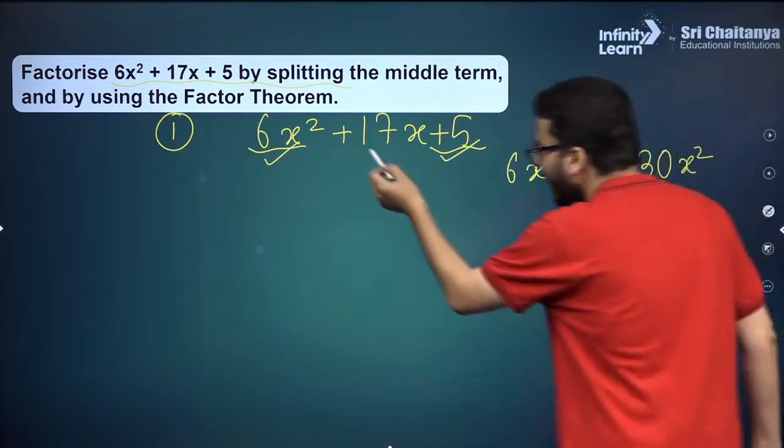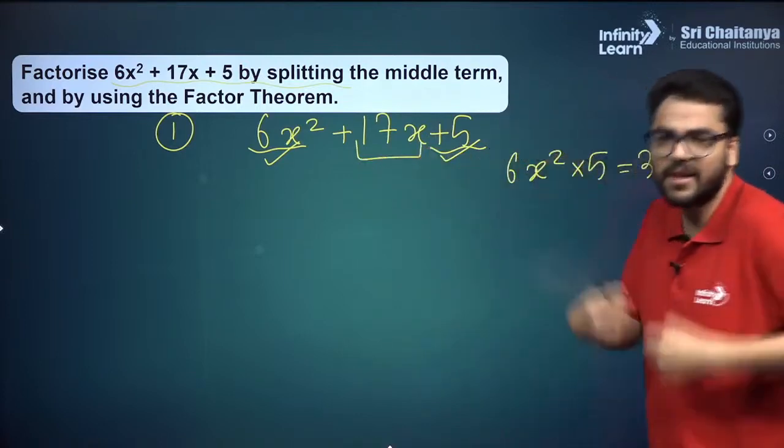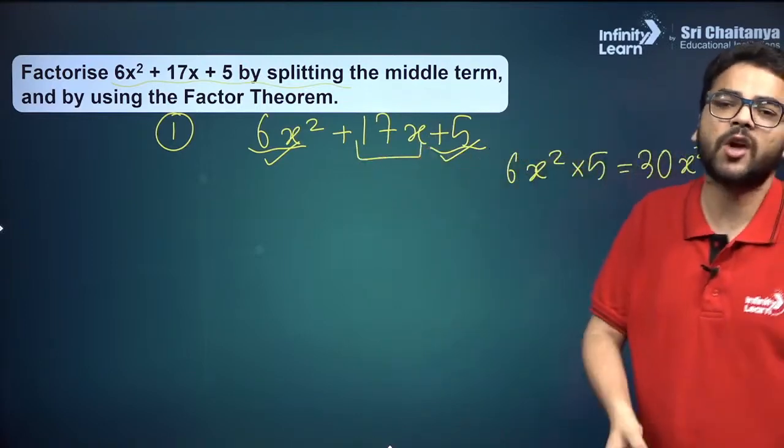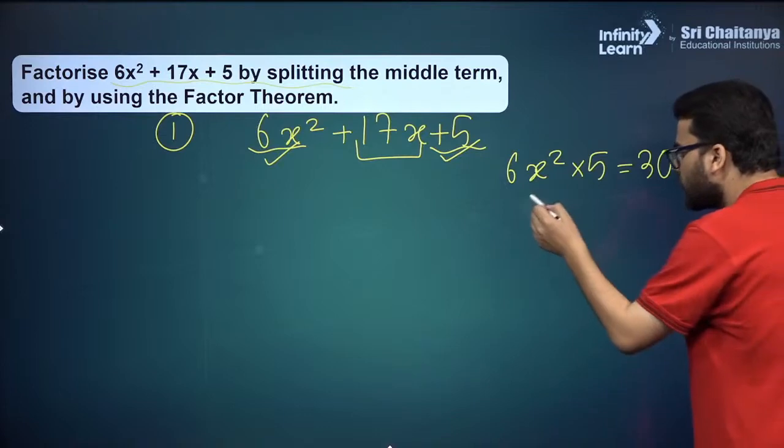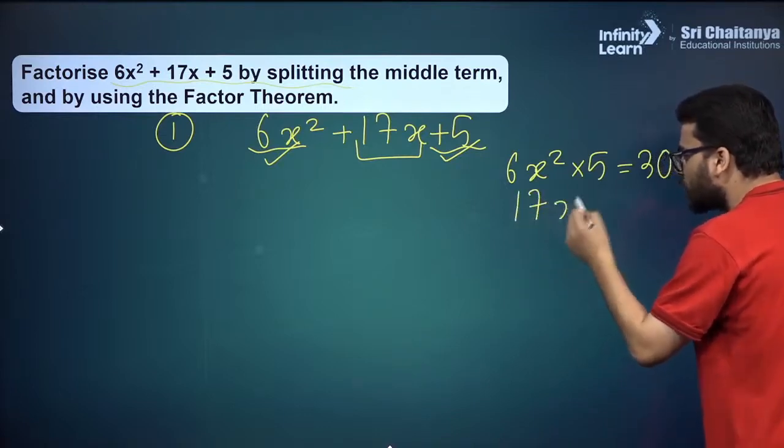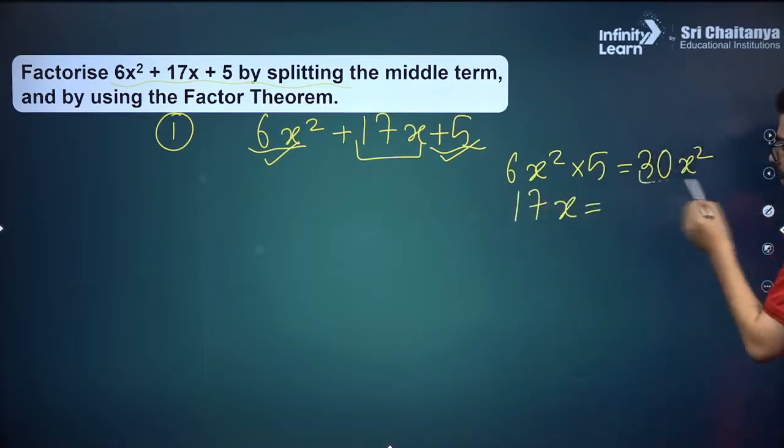So what you do, you multiply the first and the last terms. You can do that in your mind, but I'm explaining, therefore I'm writing. So this is 30x square. You have to split the middle term in such a manner that the product of those two terms is 30x square only.